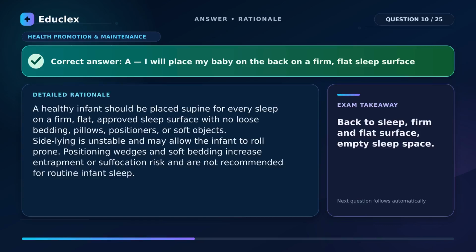Side lying is unstable and may allow the infant to roll prone. Positioning wedges and soft bedding increase entrapment or suffocation risk and are not recommended for routine infant sleep. Exam takeaway. Back to sleep, firm and flat surface, empty sleep space.